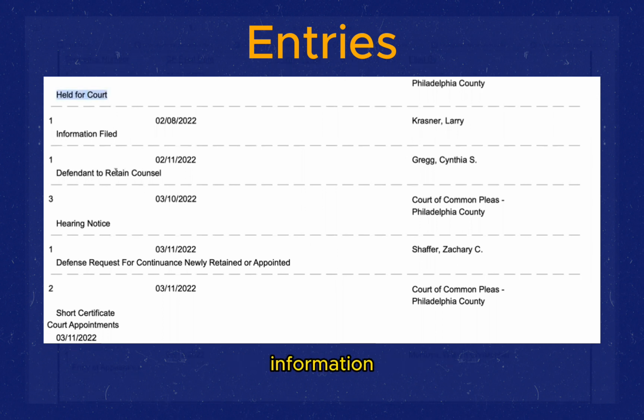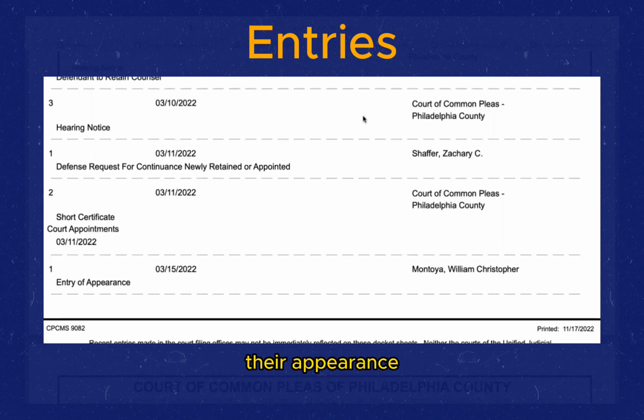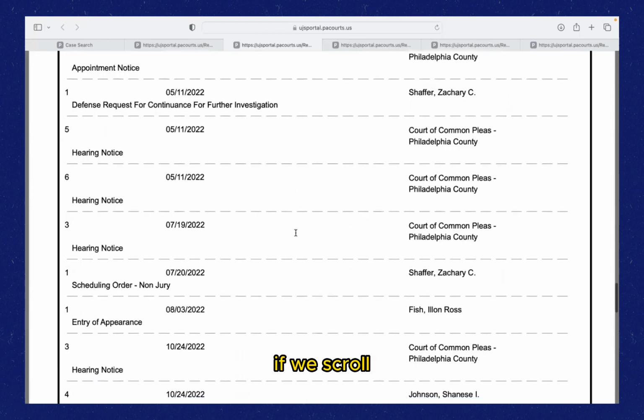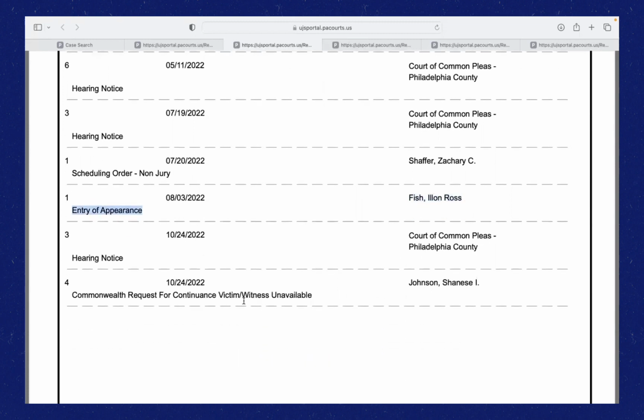So you can see here, information filed. It says Larry Krasner is the one who filed it. He wasn't. It's one of his DAs, one of his prosecutors, but that's just who they list. Who's entered their appearance. So before us, there was another attorney who entered, named William Montoya. And if we scroll down, a lot of this isn't relevant. It's just notices. And then we can see where we entered our appearance on the case. That can be very important later on, that information.